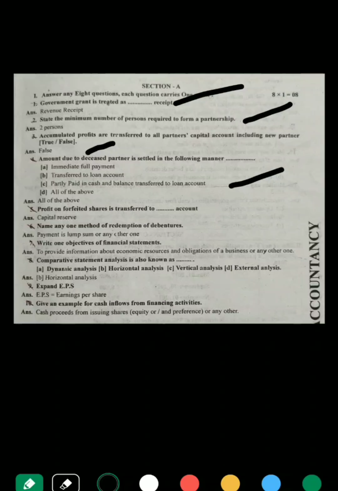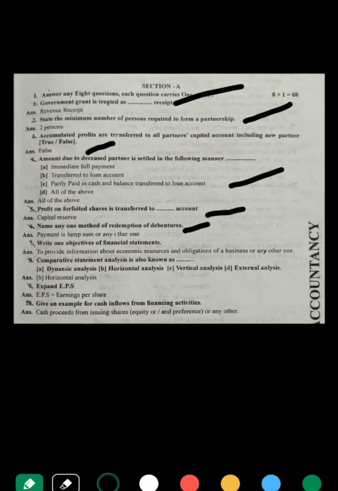Fifth one: profit on forfeited shares is transferred to dash account. Profit on forfeited shares is always transferred to capital reserve account. Then sixth one: name any one method of redemption of debenture.